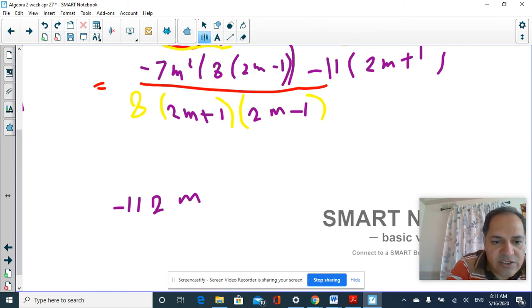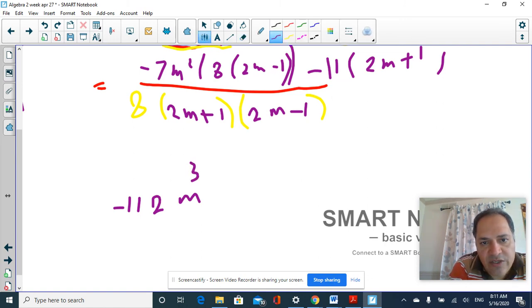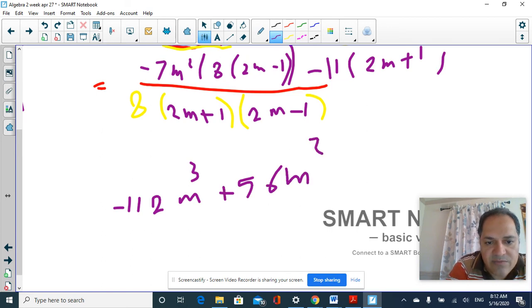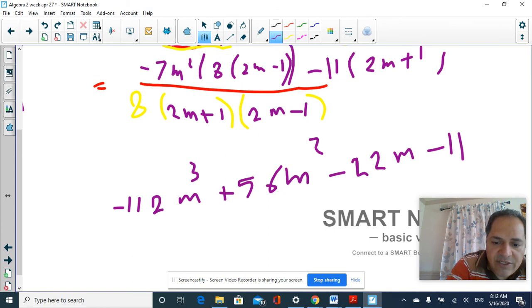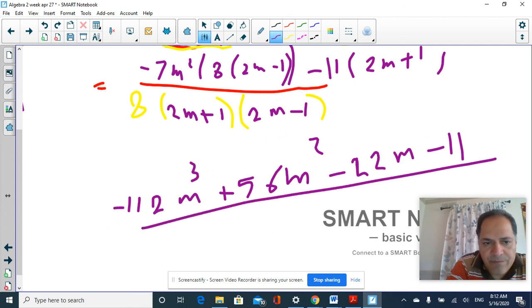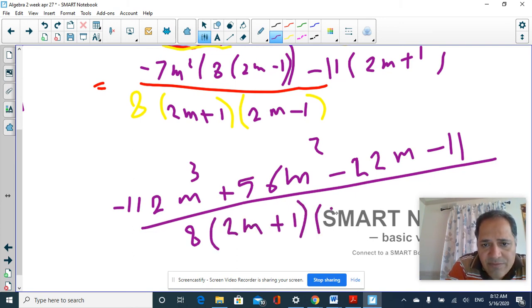So what we did is we just multiply negative 7m squared times 8 and then multiply it by 2m minus 1. Negative 56m squared. Negative times negative is positive. Minus 2 times m times 11, so it's negative 22m and minus 11. Over the same denominator we have here, but we are going to simplify this. Is it in simplest form? Yes, it's in simplest form. We can't combine. So it's over 8 multiplied by 2m plus 1 and 2m minus 1.